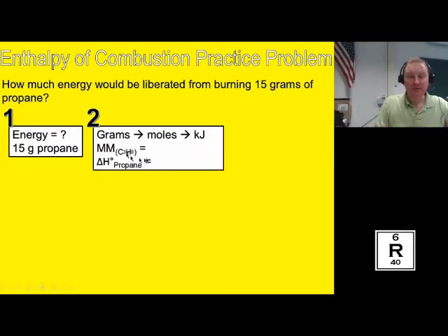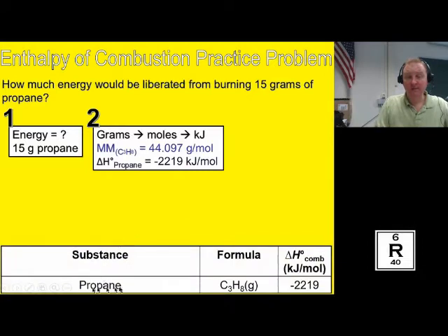Hopefully, when you did this, you were trying to figure out the molar mass of propane, and you added up 3 carbons plus 8 hydrogens, and I got 44.097 grams per mole. That was the molar mass I got for propane. And then the standard enthalpy of combustion for propane comes from the table, and we looked that up, and that's where we got this value here.